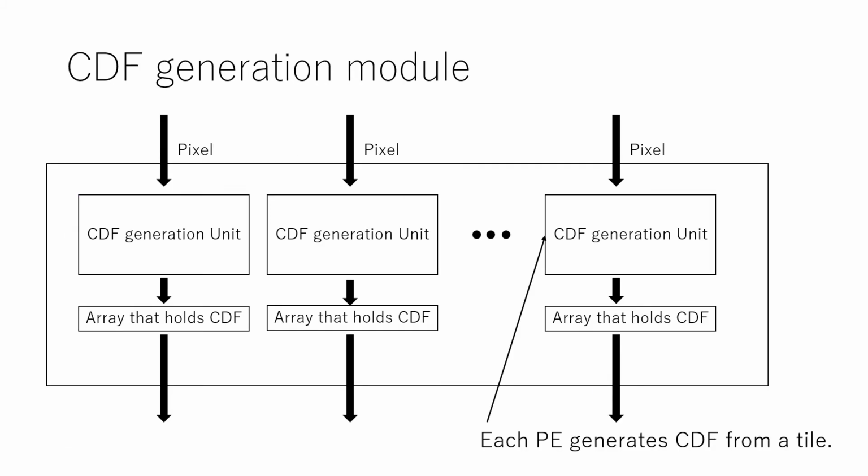In the CDF generation module, we place multiple PEs. The number of PEs is the number of horizontal tile divisions. One PE handles generating the CDF from one tile. Considering the pixel input order, the operating rate of each PE is not 100%.